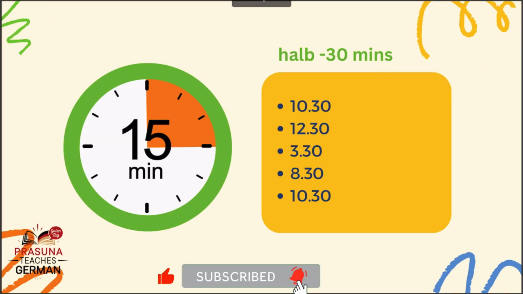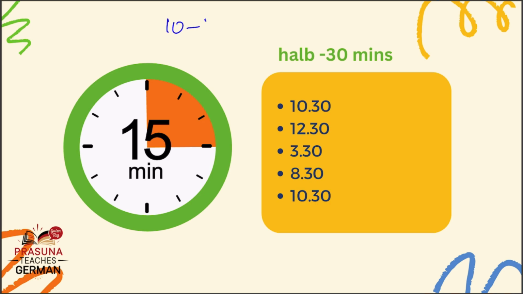Now how to represent the half time? That is how to go with 10:30, 11:30, 12:30, 1:30. The meaning of 10:30 is: the time between 10 and 11 is 60 minutes. So exactly half of elf is over. That is the meaning. Half of elf is over. That's why they say halb elf.